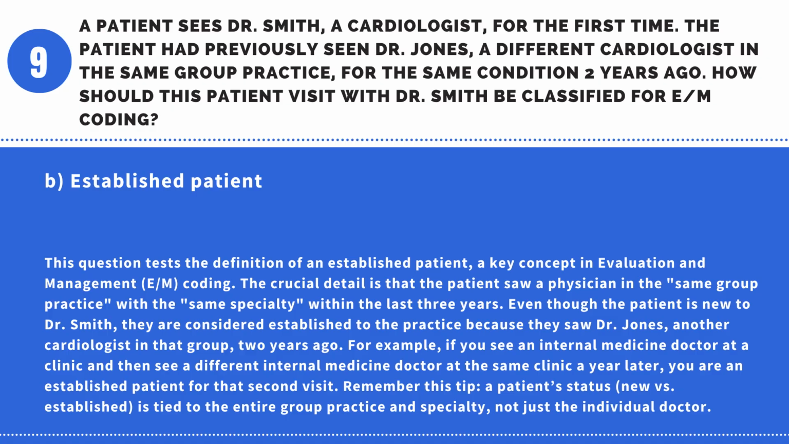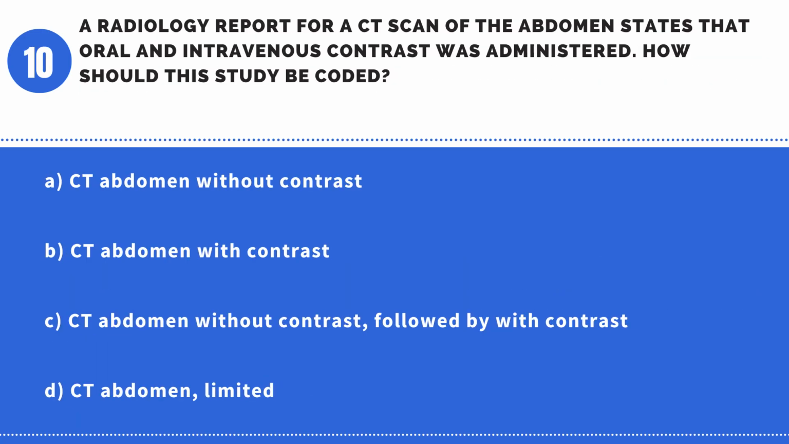For example, if you see an internal medicine doctor at a clinic and then see a different internal medicine doctor at the same clinic a year later, you are an established patient for that second visit. Remember this tip: a patient's status, new versus established, is tied to the entire group practice and specialty, not just the individual doctor. Question 10. A radiology report for a CT scan of the abdomen states that oral and intravenous contrast was administered. How should this study be coded?